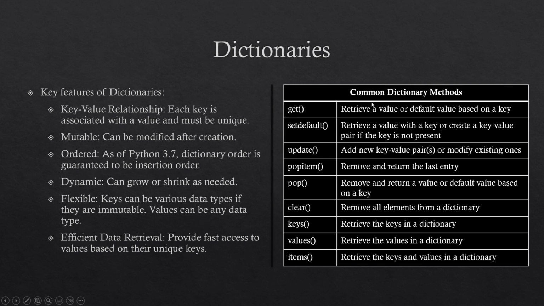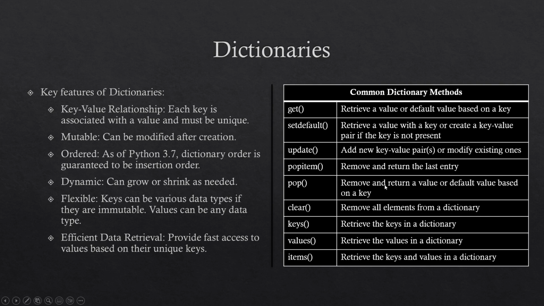Some common dictionary methods are the get method, which retrieves a value or default value based on a key. The setdefault method, which retrieves a value with a key or creates a key value pair if the key is not present. The update method, which adds a new key value pair or pairs or modifies existing ones. The popitem method, which removes and returns the last entry. This works on a last in, first out basis.